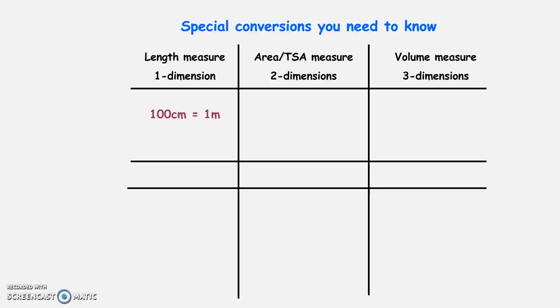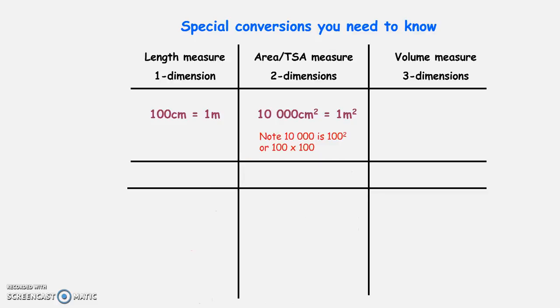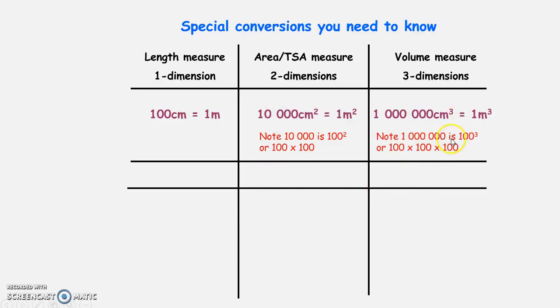So 100 centimeters is 1 meter. 10,000 centimeters squared is equal to 1 meter squared, because 10,000 is 100 squared. All right? So we're going from 100 centimeters in a meter, and then we have to multiply it by 100 because we're getting 2 units squared. So therefore 1 million centimeters cubed is equal to 1 meter cubed, because that's equal to 100 times 100 times 100. Okay? Everything's getting cubed.